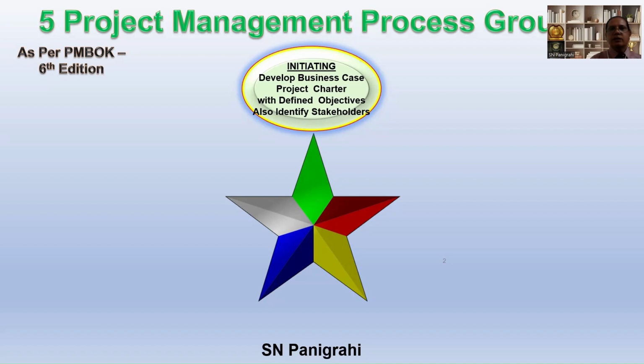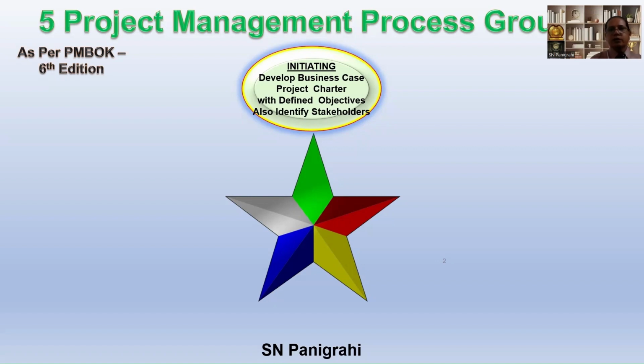So in the business case, we identify the needs and develop the alternative proposals. And then we develop the feasibility study, and we recommend the best alternative to the project sponsor. Once the project sponsor approves the project proposal, then it becomes a project charter. Project charter is a summary approval note.